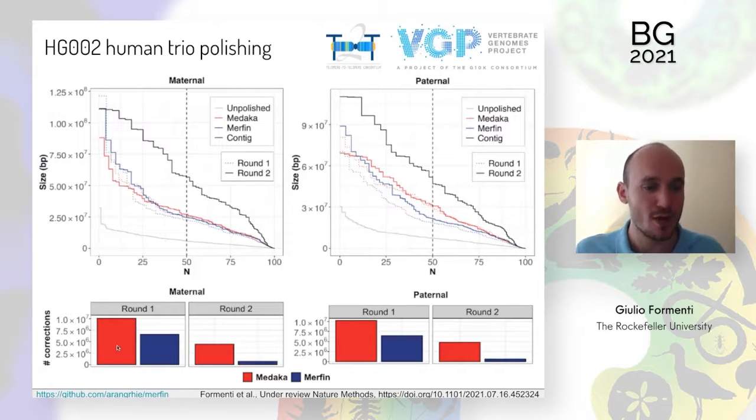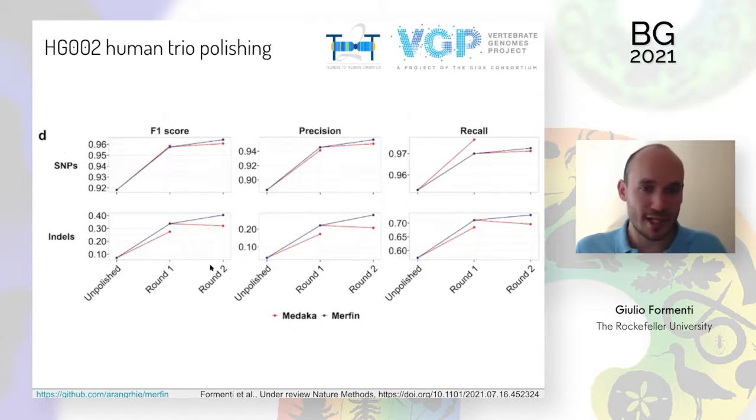Again, here the blue boxes compared to the red ones. So it means that we're actually introducing much fewer changes in the assembly. And despite that, we're achieving better QV and comparable, if not better, phasing. This, of course, is reflected by generally higher F1 precision and recall scores, particularly when it comes to indels.